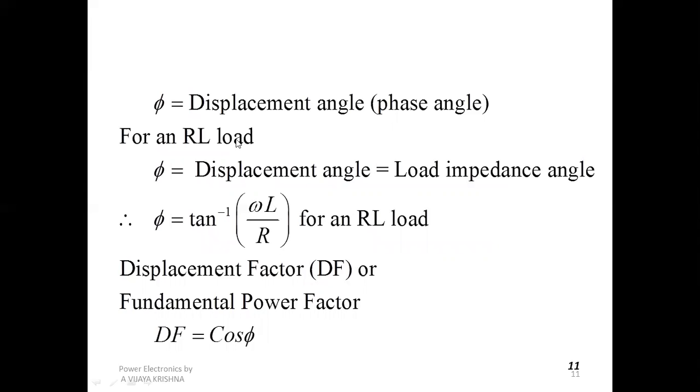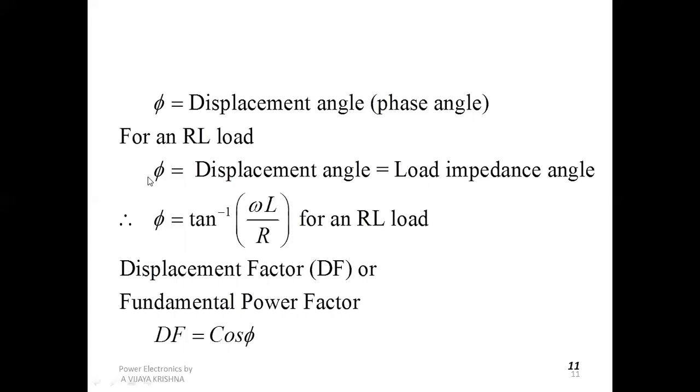The displacement angle is 0 for a resistive load. That's why we have not shown it with the resistive load. For a resistive load, phi is equal to 0. Therefore, cos 0 is 1, and the average output voltage is maximum. In the previous class, we derived the expression of the maximum average output voltage. That is possible at cos 0, that is phi equal to 0. That's why for a resistive load, phi equal to 0 means cos 0 is 1. Therefore, it equals Vm by pi.